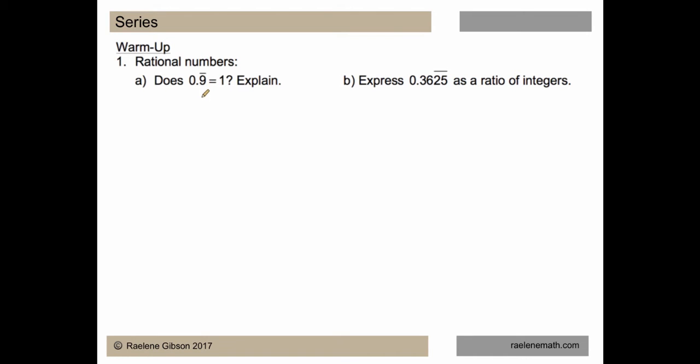The first question asks, does 0.9 repeating equal 1? But before we take a look at that, let's look at the process to convert a repeated decimal into a ratio of integers, a rational number. There's the word ratio here and the word ratio here. So the first thing we will do is to let x equal the repeated decimal.